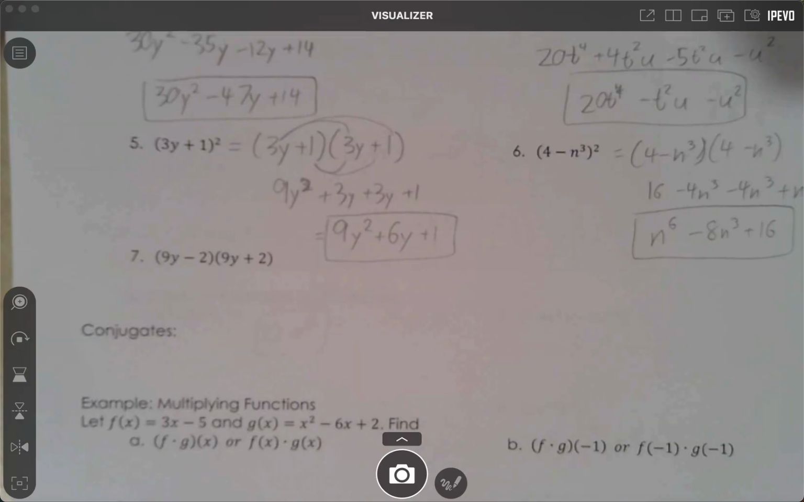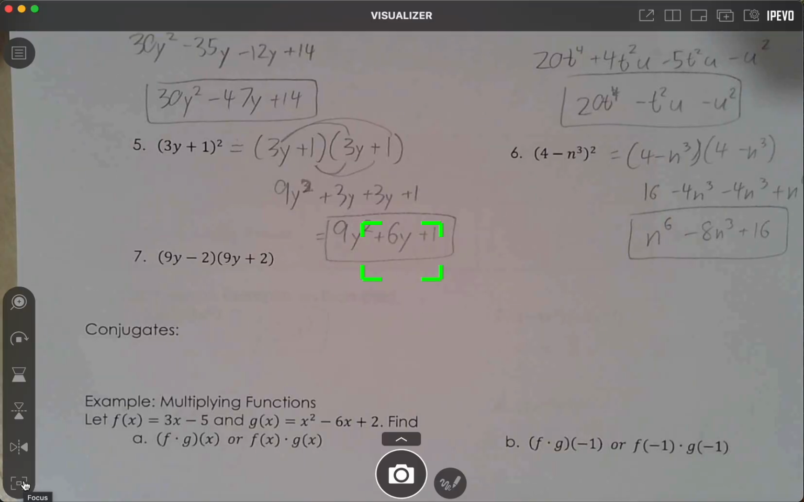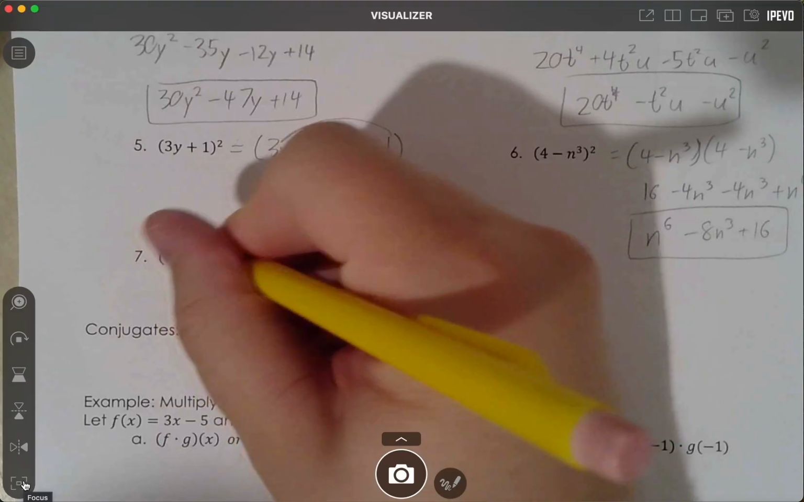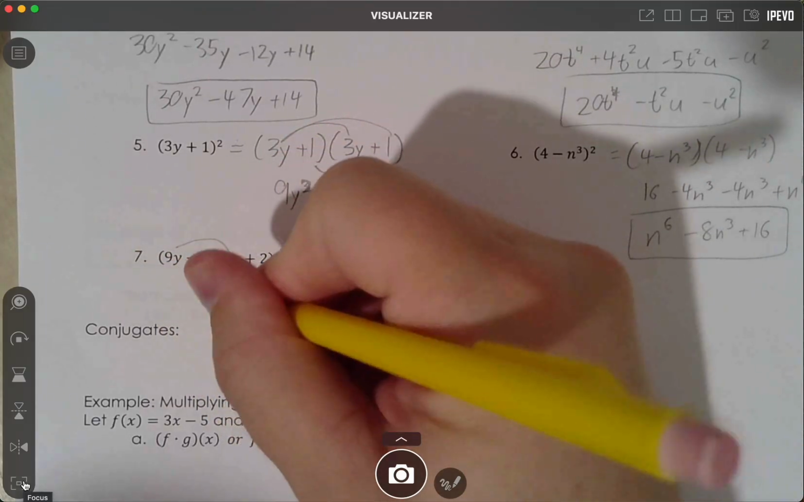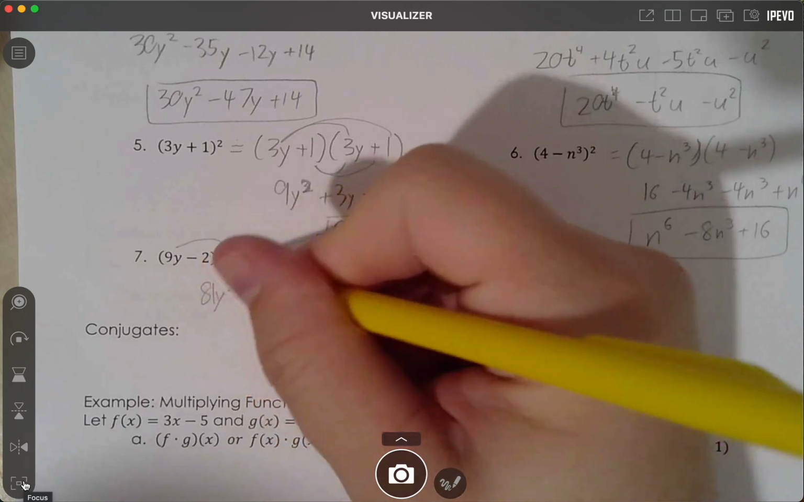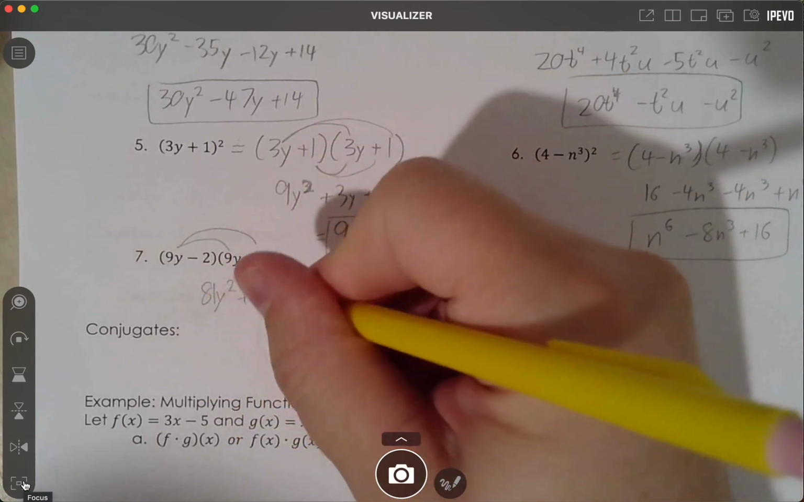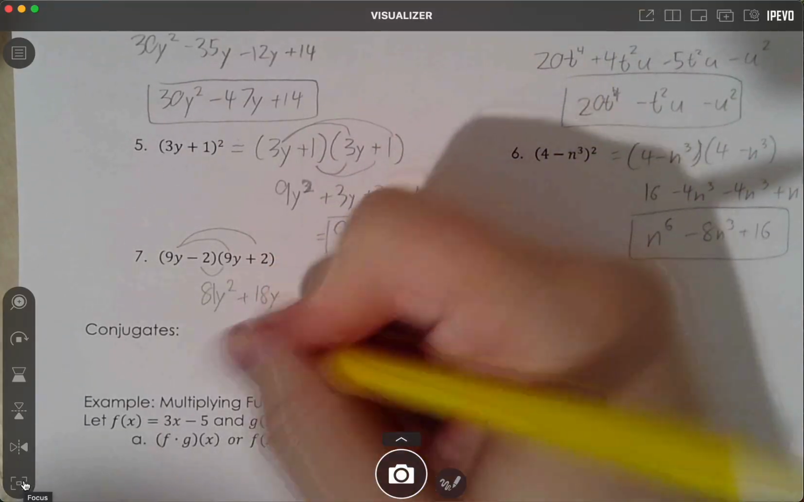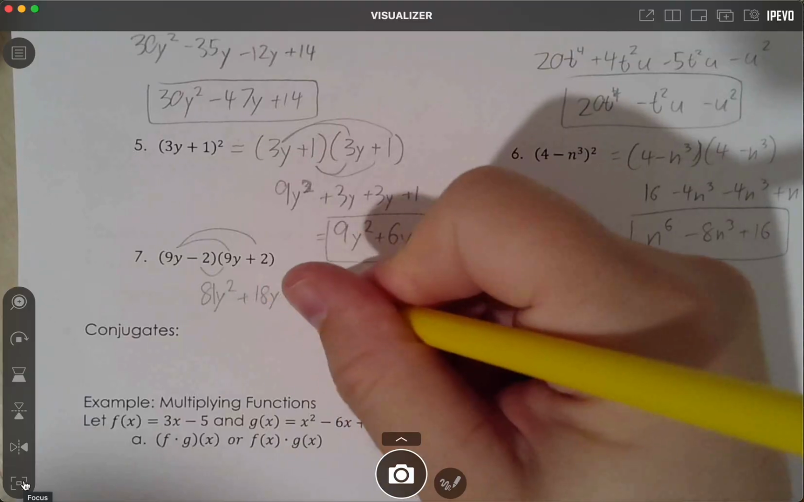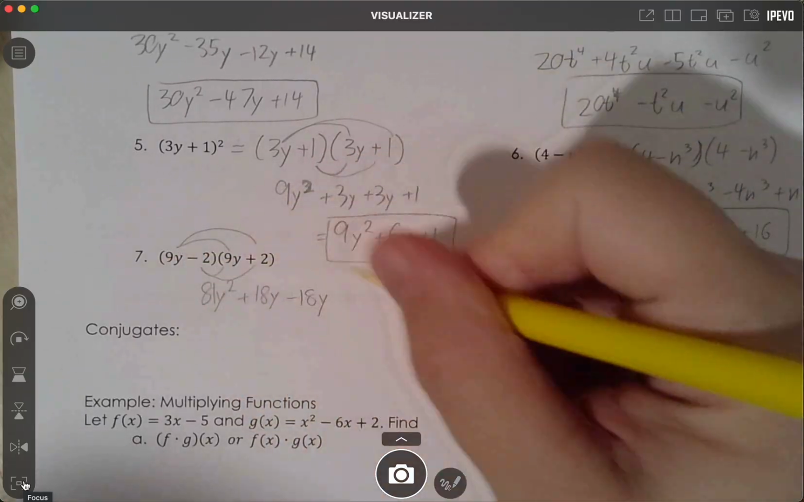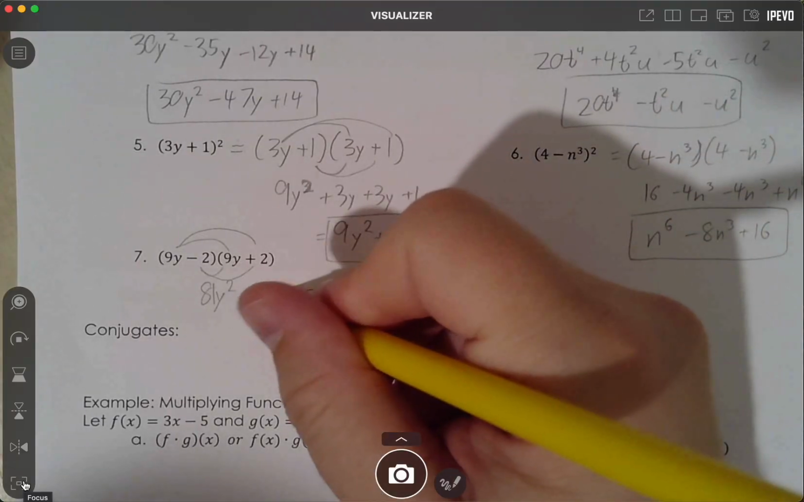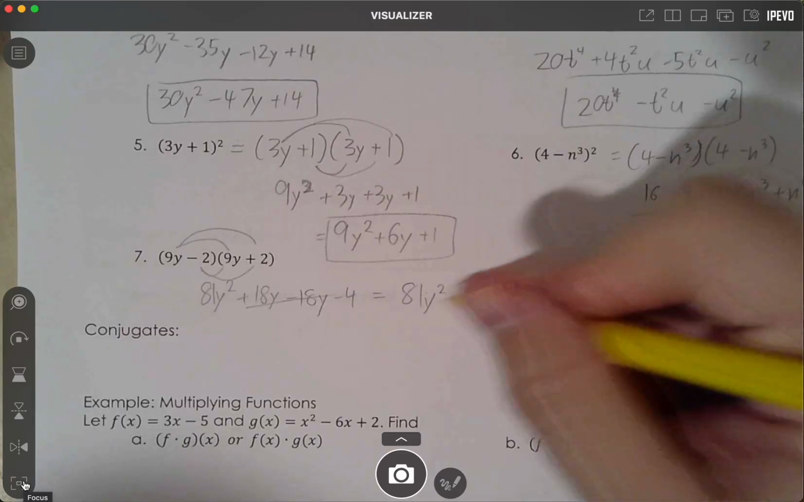Alright, now the next example is kind of special. Maybe you can see why, because it almost looks like the same thing twice, but there's just one sign switched in between. So let's see what happens now. I get 9y times 9y, which is 81y squared. I get a positive 18y. I get a negative 18y, negative 18y. And a minus 4. If I work that out, that's 81y squared, but those middle terms completely cancel and I'm just left with negative 4.